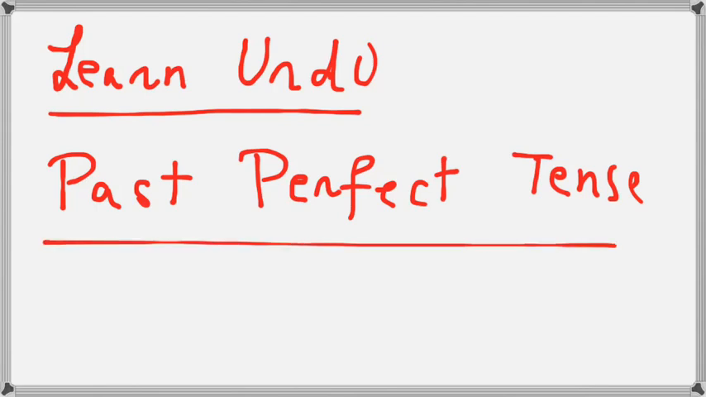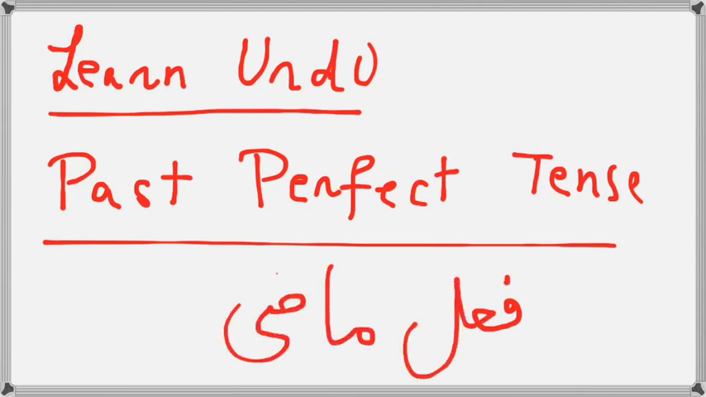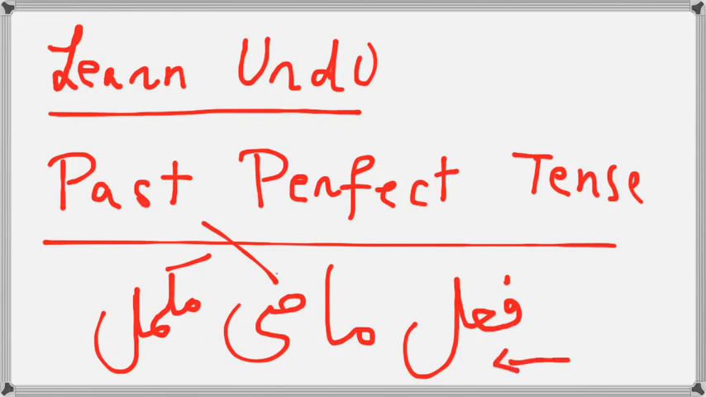Past perfect tense is called fail mazi mukammal in Urdu. Mazi is past, and mukammal is completed. So that task which has been completed is called past perfect tense or fail mazi mukammal.